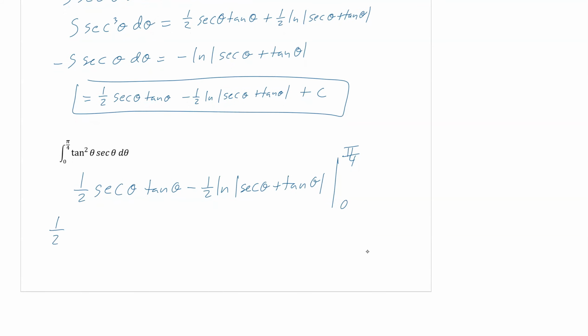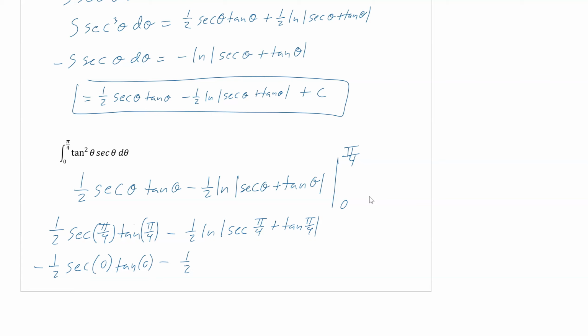So now if we plug this in, we get 1/2 secant pi over 4 plus, oops, not plus, tangent, minus 1/2 natural log. And now I'm going to put the 0 in at the end, so minus 1/2 secant 0 tangent 0 minus 1/2 natural log secant 0. Remember, these are trigs, so you do want to plug in that 0. It's not a polynomial where we had no constants.